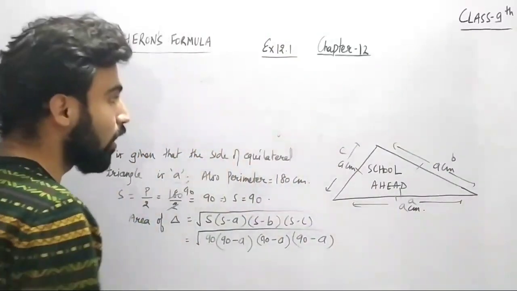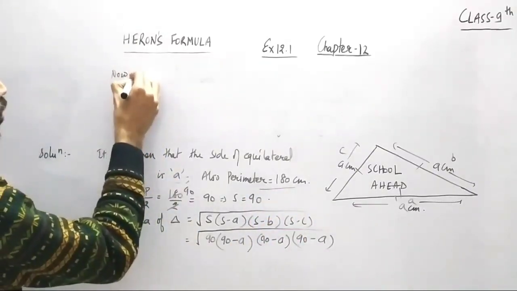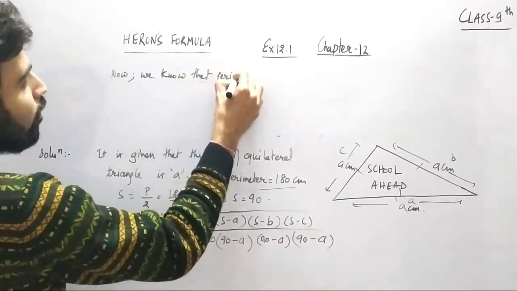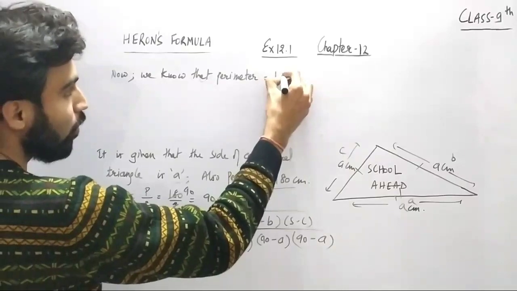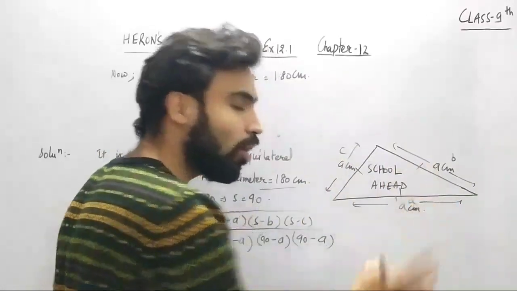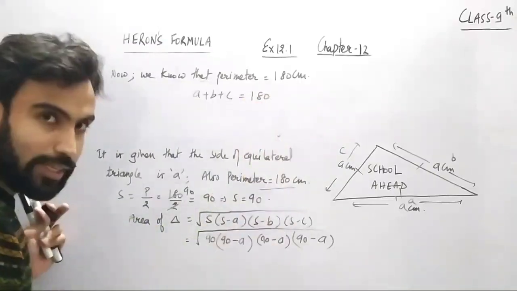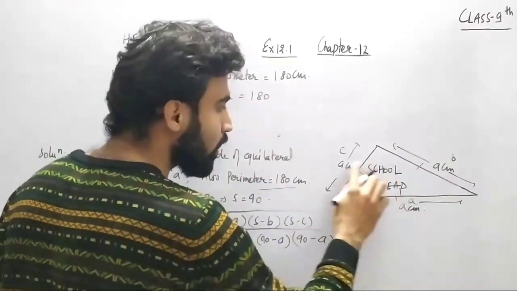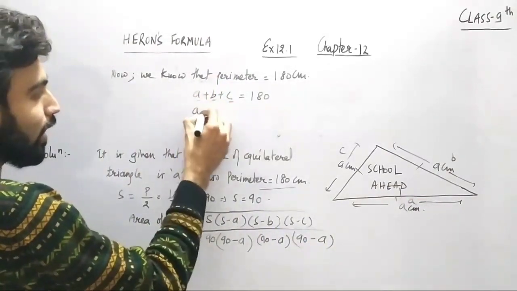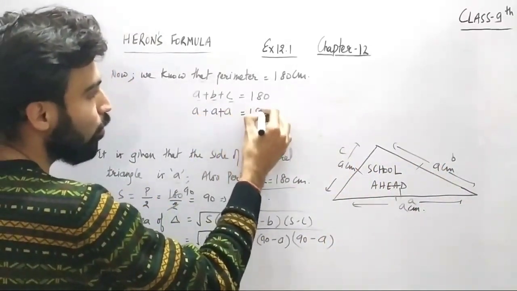Now if you noticed, the perimeter is given, that is 180, right? So we know that the perimeter is given to us as 180 centimeters, right? Now how do we find the perimeter of a triangle? We add all three sides, right? That means a plus b plus c is equal to 180. That is already given. Now a, b and c are all a. So I put a in all three sides: b is also a, c is also a, that is equal to 180.